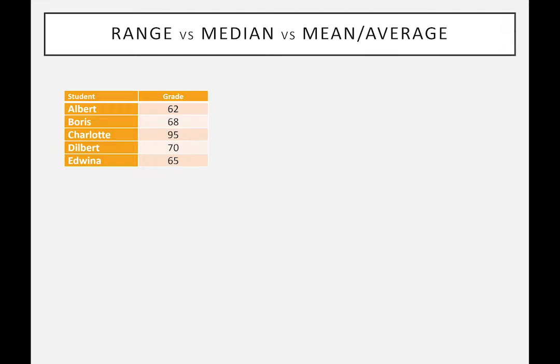Let's take a quick look at what we mean by the range, the median versus the average. Here, I'll go back to the simple example we had before with just 5 students in a class. In this case, we can say that the range is the lowest mark, Albert, at 62, and Charlotte, who got the highest mark, at 95. Sometimes this is reported as the lowest and highest, and sometimes it's just the difference between the two. As you can see, it's 33. There are different ways of reporting this concept.